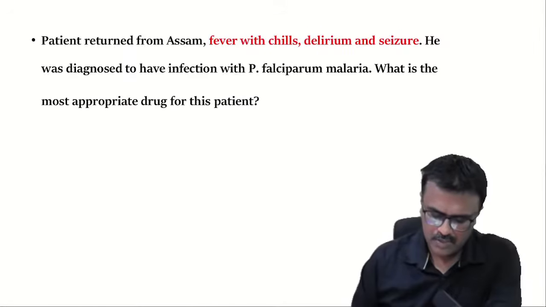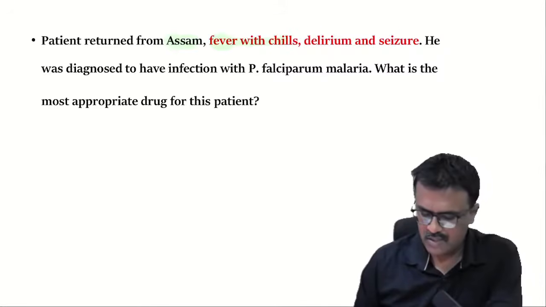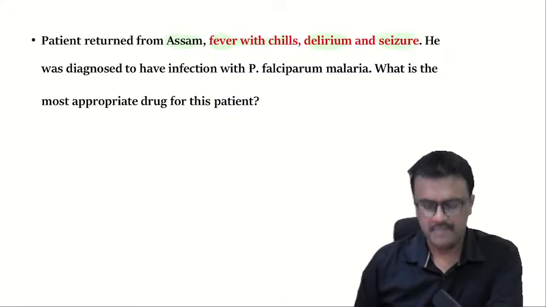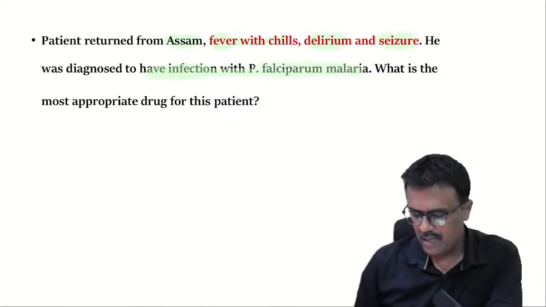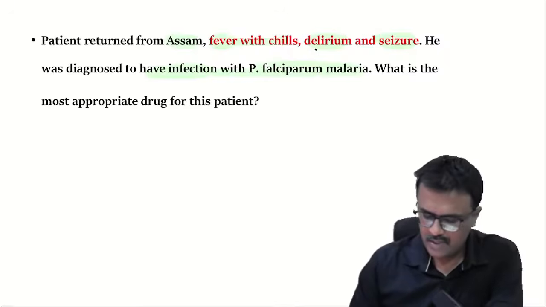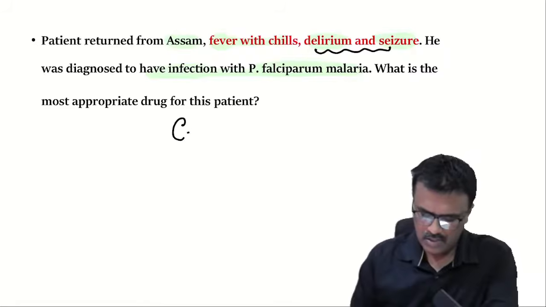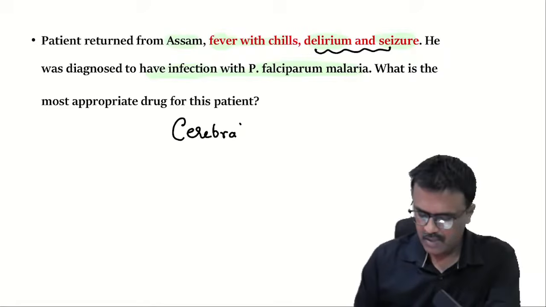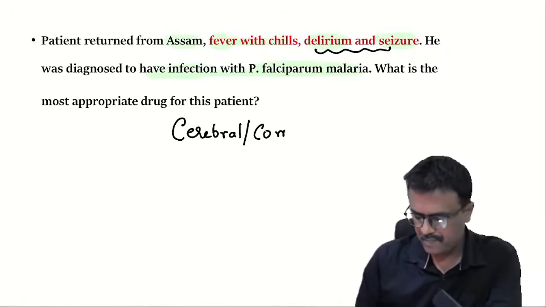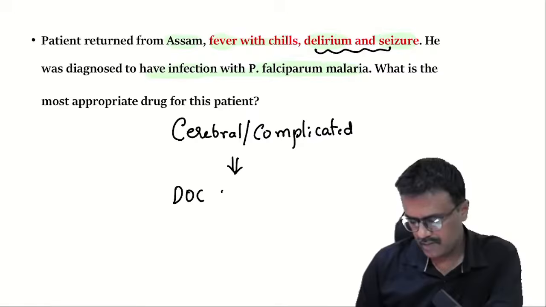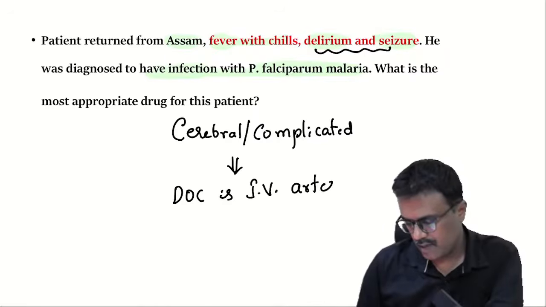Okay, another case, patient returned from Assam, fever with chills, delirium, seizures. So fever with chills, malaria. Diagnosed to have malaria, but what is this malaria? It's a complicated malaria because patient is having seizures. So cerebral or complicated malaria. What is the drug of choice? The drug of choice is IV artesunate.